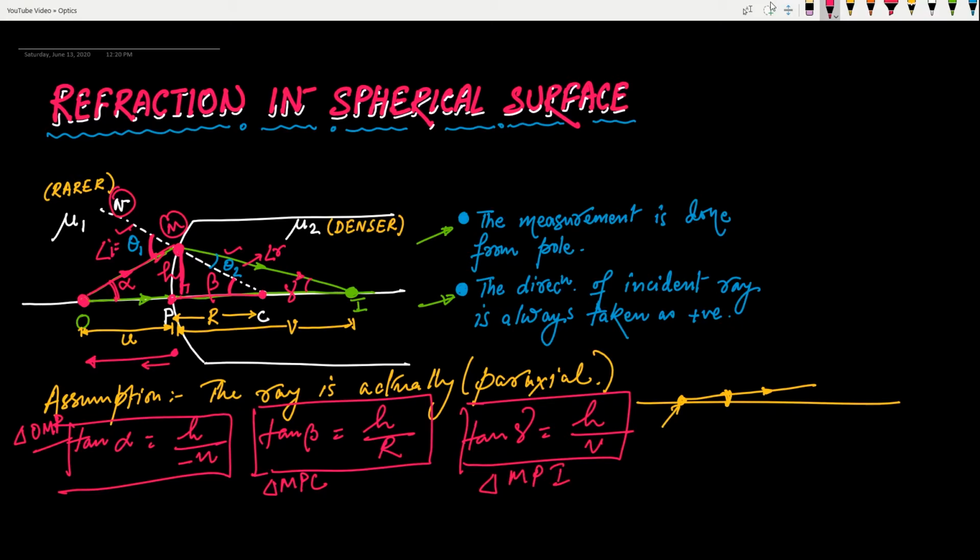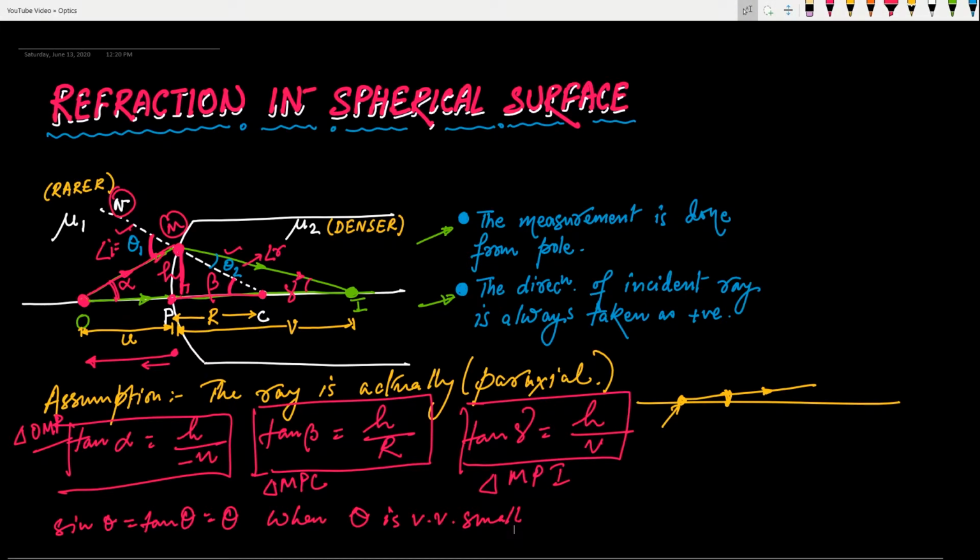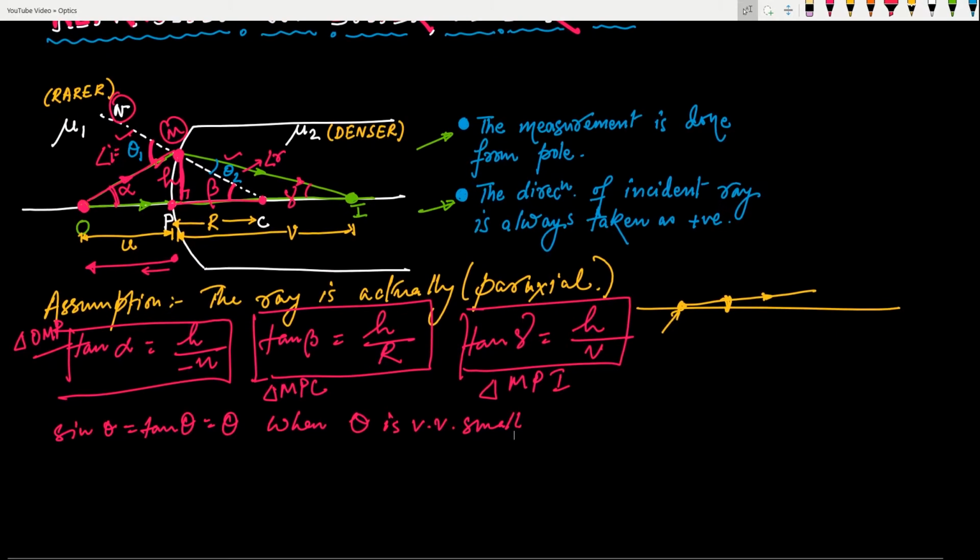Done. Now we know that since the incident ray is paraxial, sine theta is equal to tan theta is equal to theta when theta is very, very small. And we know that the angles alpha, beta and gamma will be very small. Why? Because the assumption here is that the incident ray is paraxial, isn't it? So we can say that tan alpha can be written as alpha is equal to h by minus u, beta is h by r, and gamma is h by v.